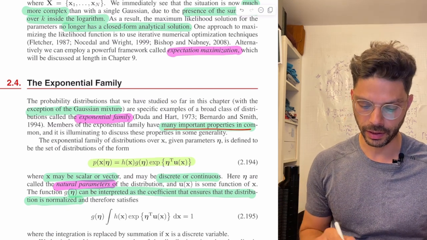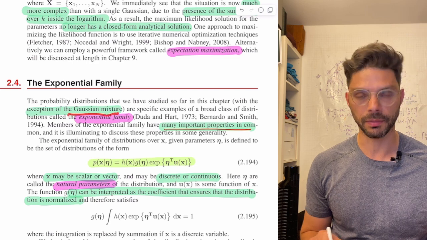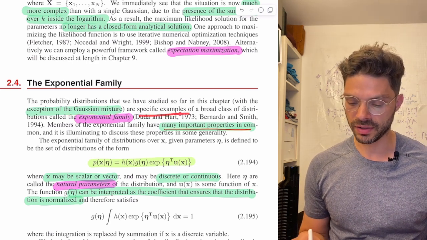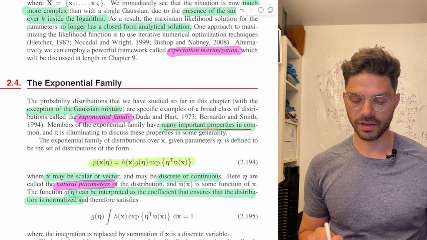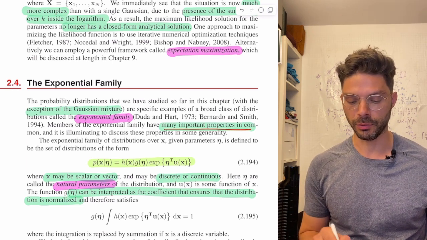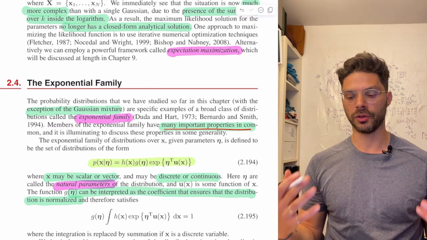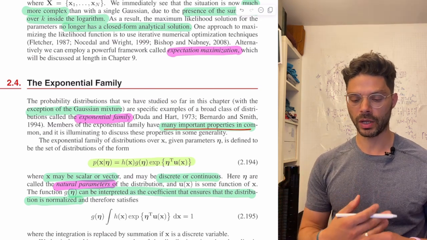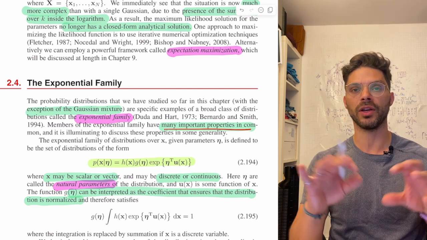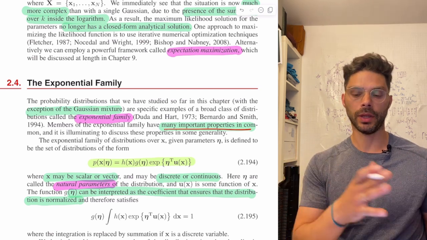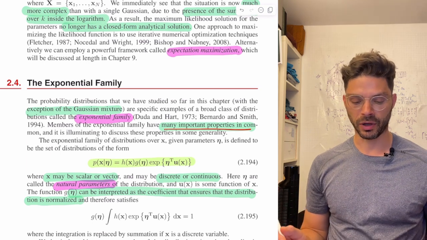Okay, so let's get started. The probability distributions that we have studied so far in this chapter, with the exception of the Gaussian mixture, that was the last one we studied, are specific examples of a broad class of distributions called the exponential family. And members of this family have many important properties in common, so it's illuminating to discuss these properties in some generality. Basically, many of the distributions we've been working with, and many others, are part of this family. So for no other reason than having a unified way of dealing with them, without having to deal with individual members, it might be useful to know about this family. But it turns out they have lots of other cool properties that we're going to discuss.